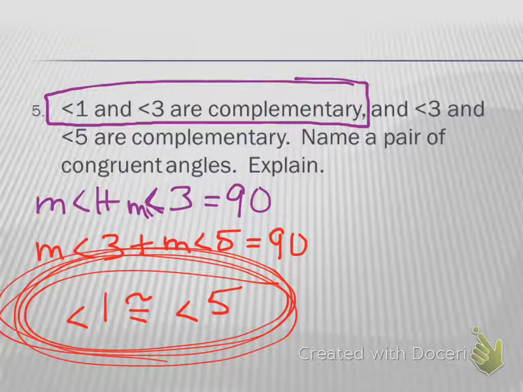Kind of a tricky idea. It helps if you put examples in. Think of different measures for angle 3. You'll start to notice that 1 and 5 are always going to have to be the same thing if they're going to add to 90. What are your questions?